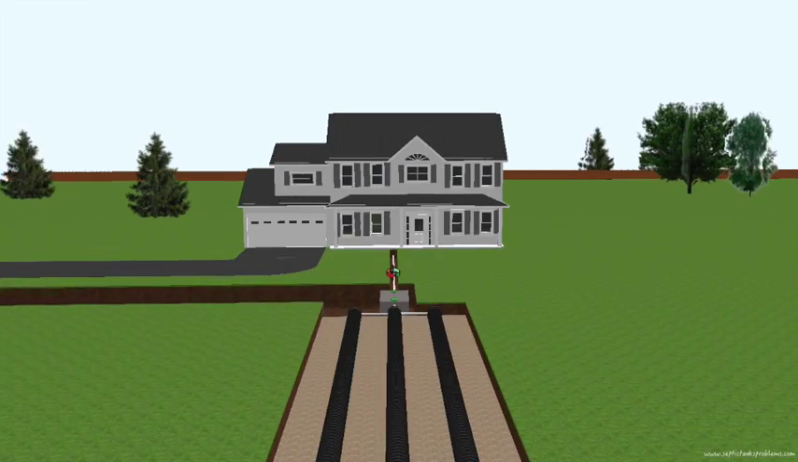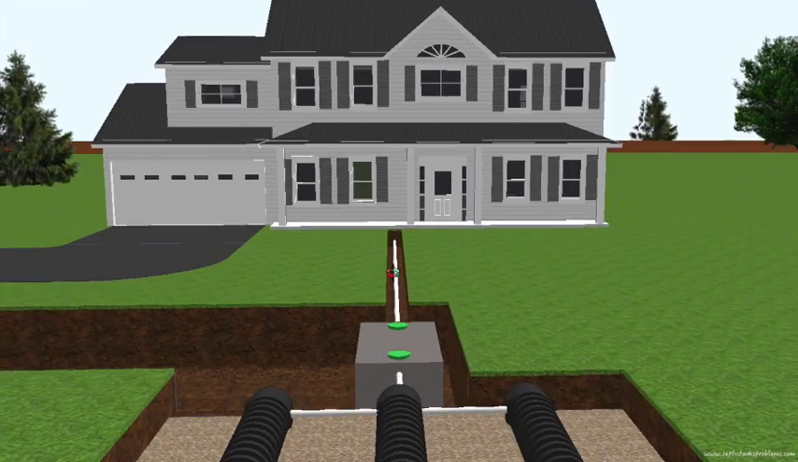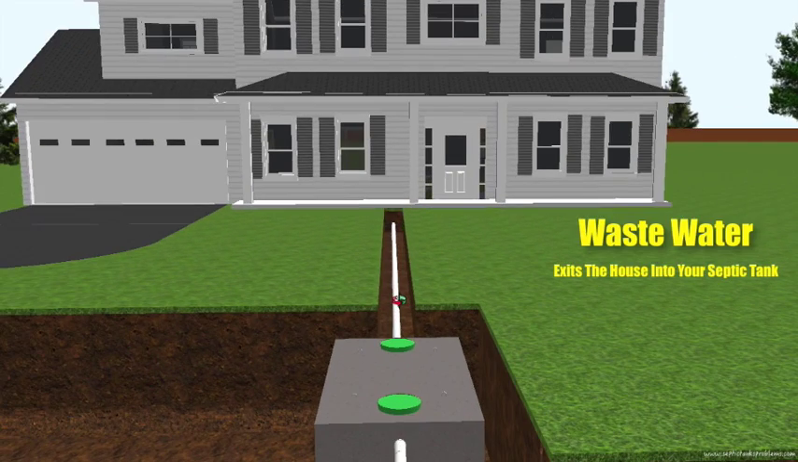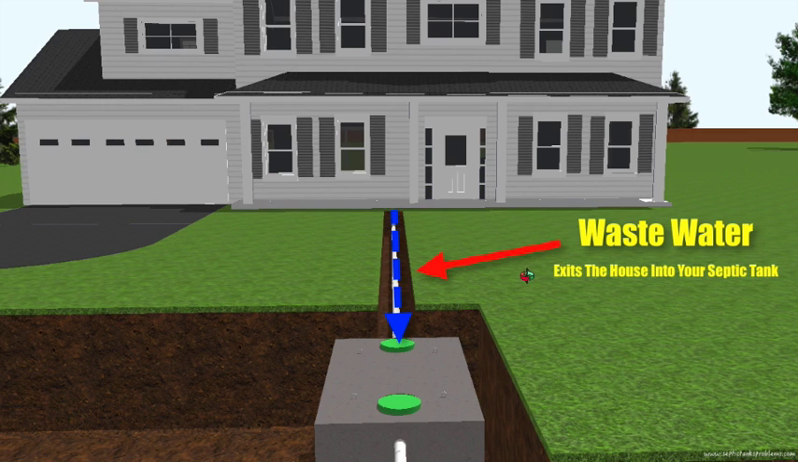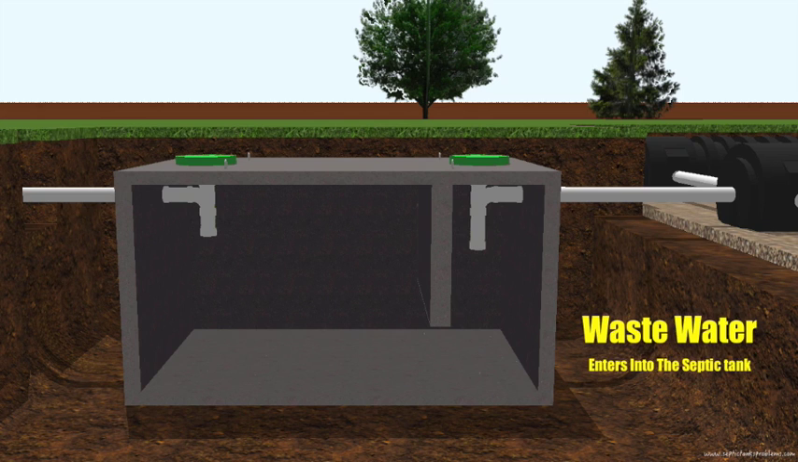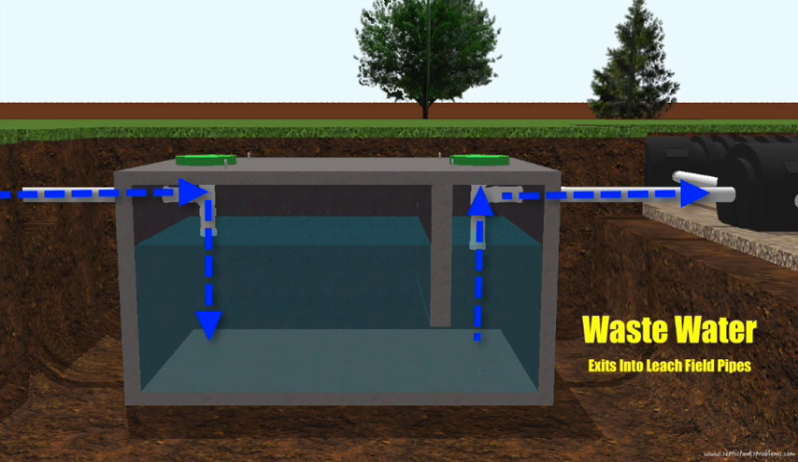So, how does a septic system work? Well, the septic tank collects all the discharges from household plumbing. The wastewater enters the septic tank, and when it's full, the wastewater exits the septic tank and is discharged into the drain field.